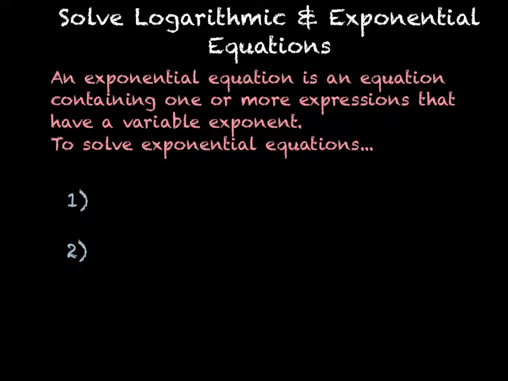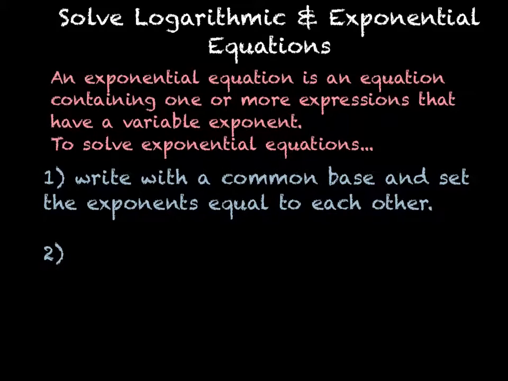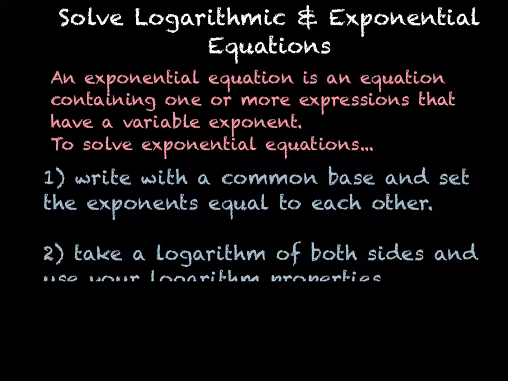The first way to solve an exponential equation is to write with a common base and then set the exponents equal to each other. The second way that we can solve exponential equations, and this way always works, since sometimes it's tough to set it with a common base, is to take a logarithm of both sides and then use your logarithmic properties to simplify your equation. Those are your two ways, and we're going to go over a few examples next.